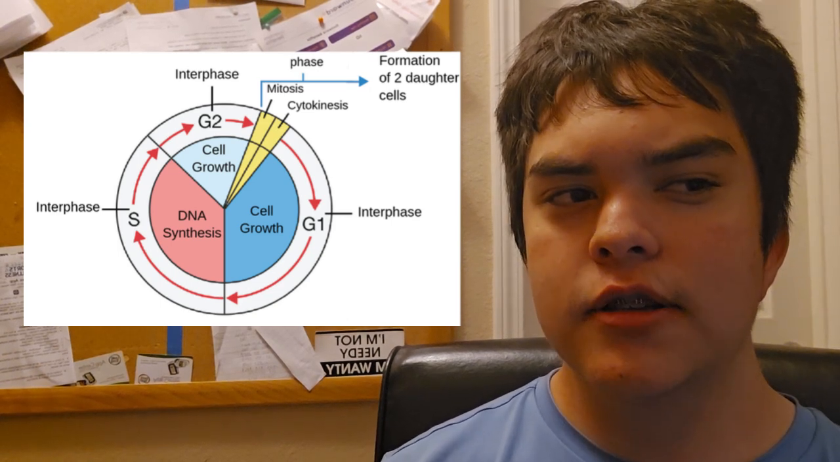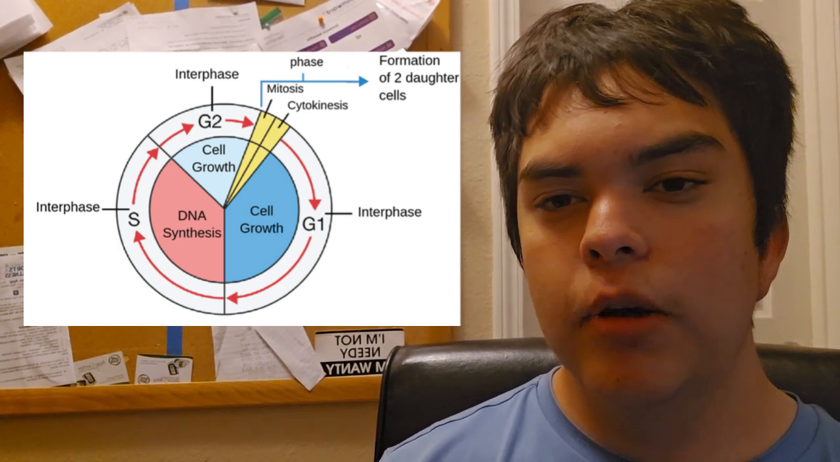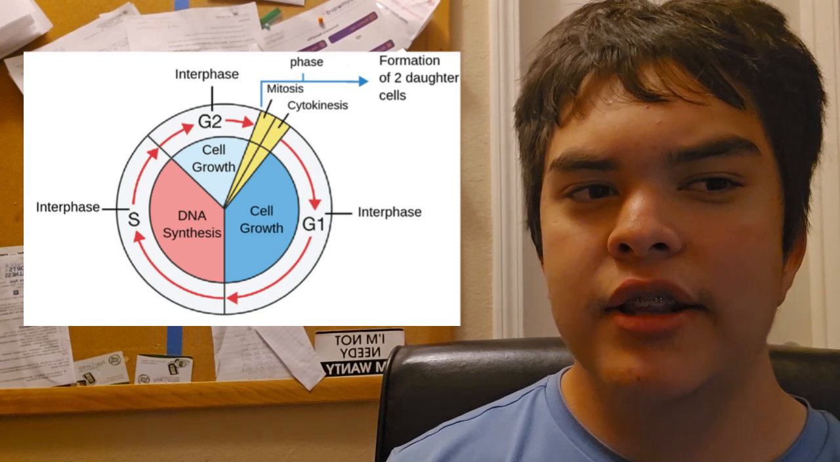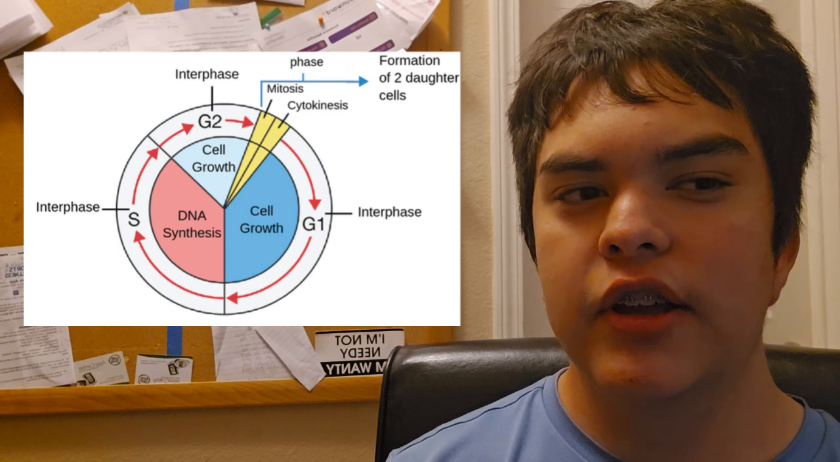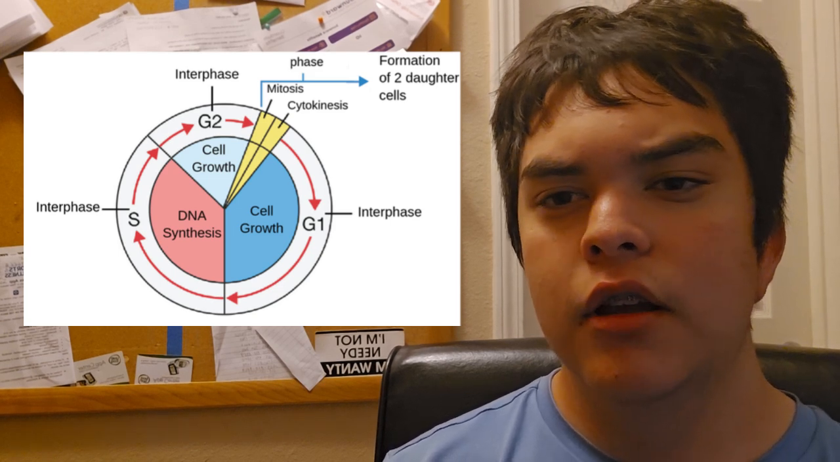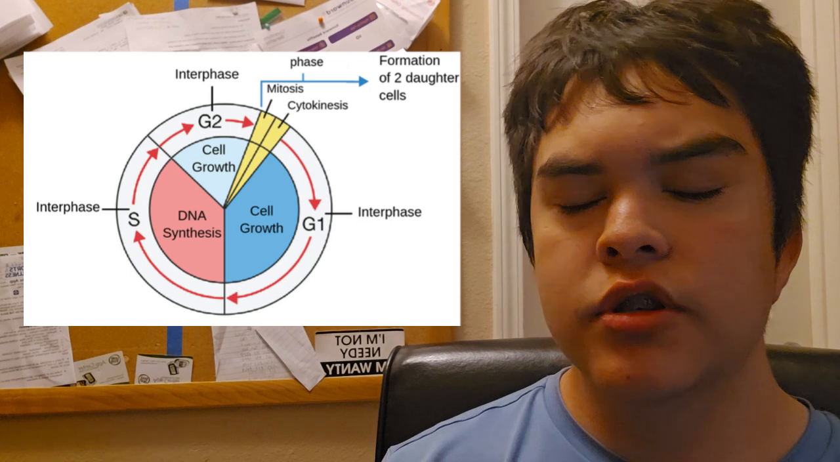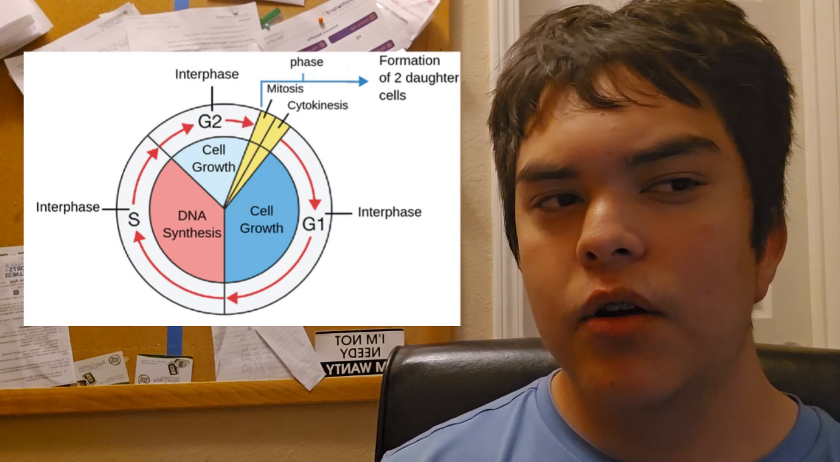The cell cycle is the process cells go through to grow, replicate their DNA, and divide into two identical daughter cells. It consists of two major phases, interphase and mitotic phase, which is also known as M phase.